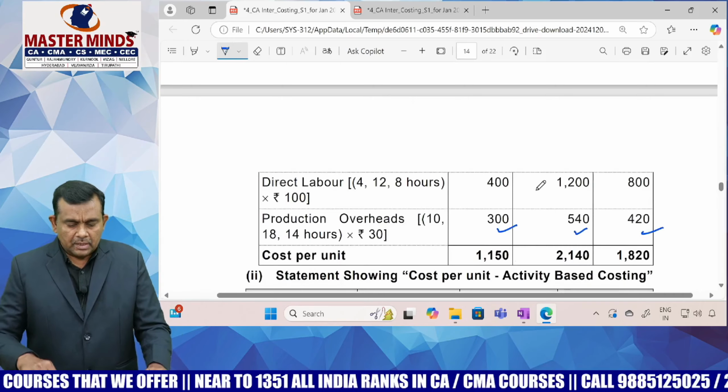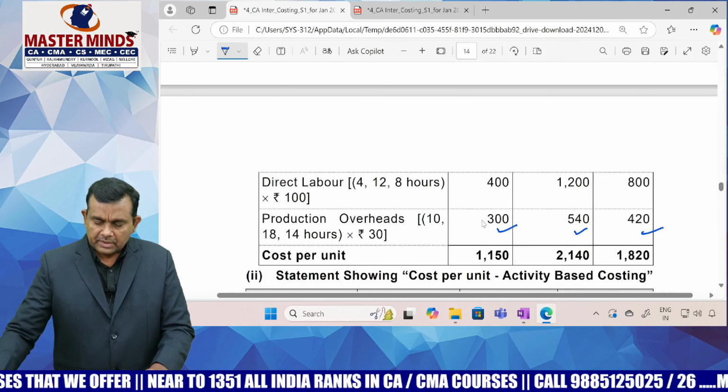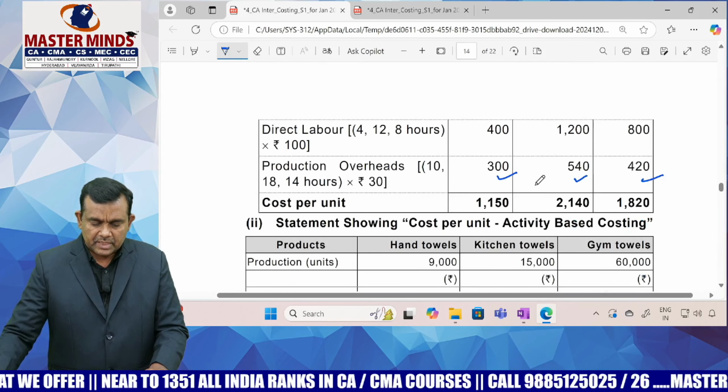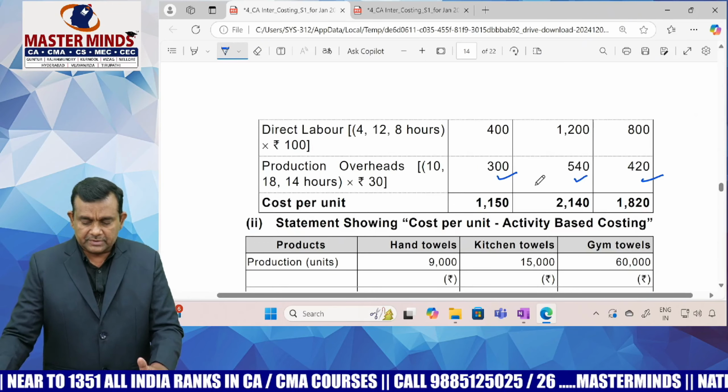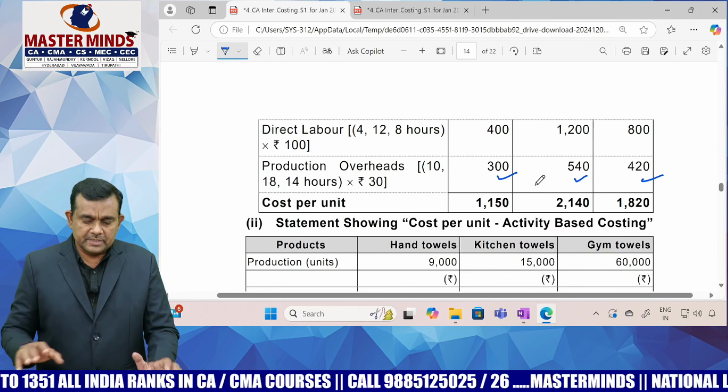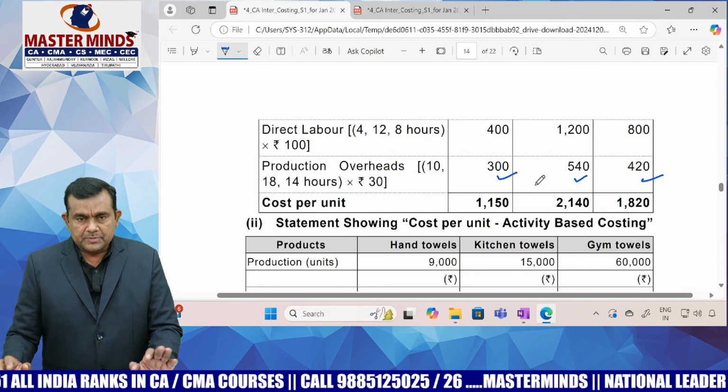Next, machine hours required for the first product: 10 hours into 30, 300. Next, 18 hours into 30, 540. 14 hours into 30, 420. So this is the absorption costing method.